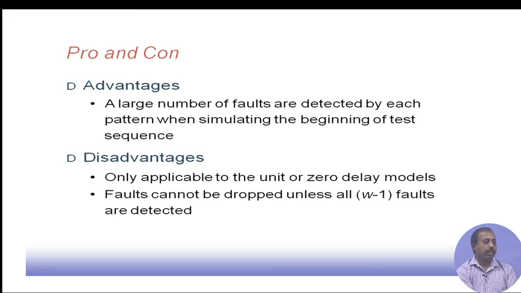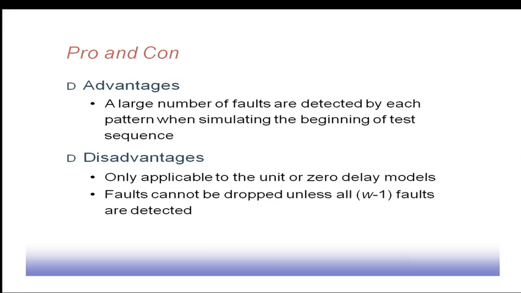Advantages: we have a large number of faults that are detected by each pattern when simulating the beginning of the test sequence. Since every simulation is handling a number of faults instead of a single fault, as in serial fault simulation, fault dropping may be very effective. Many of the faults will get dropped because of this parallel fault simulation. Each pattern is simulated directly for all the faults in one shot. So, that way the fault dropping will be higher.